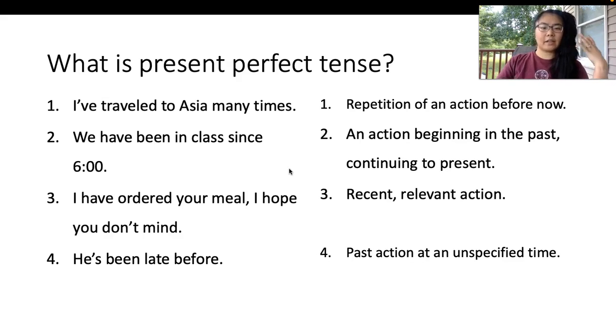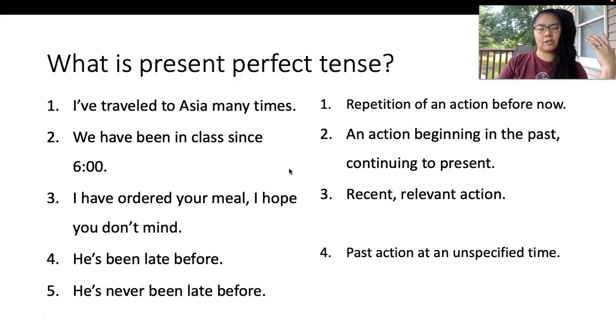So past action at an unspecified time, like, oh, he's been late before, maybe just once before, so that he's late now is a bit of an anomaly, or maybe he's just always late, oh, he's been late before, it's not a big deal. Versus maybe he was late, he's been late before, maybe as a child, but he's grown out of it since then. And then here's the negated form, he's never been late before.